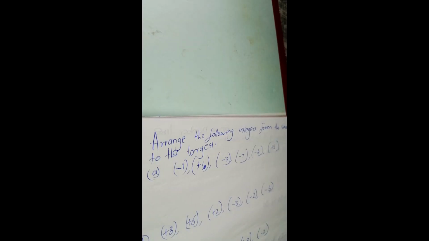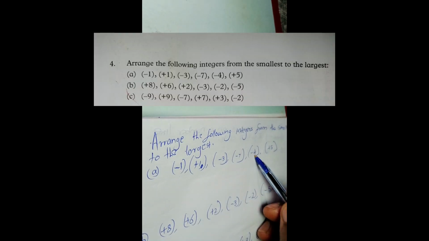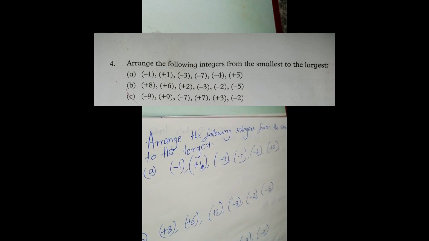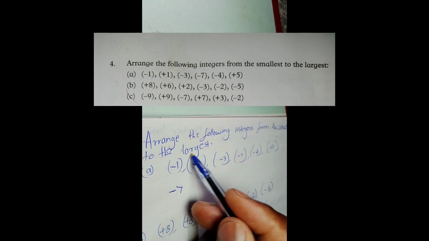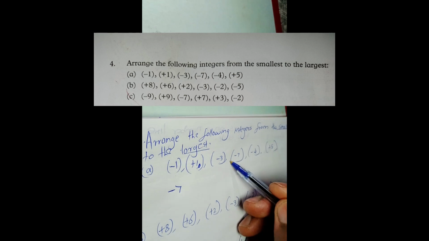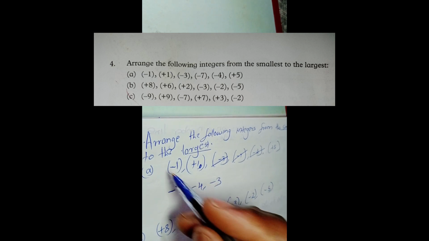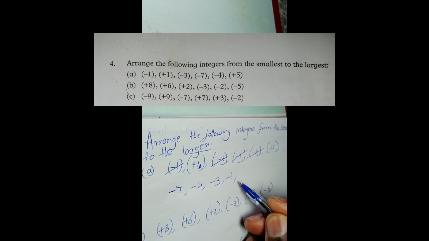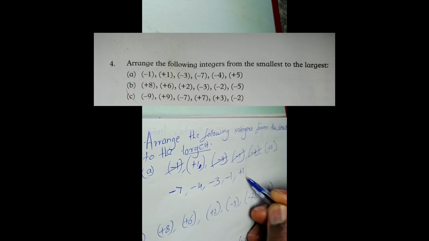We move to arrange numbers from the lowest to the largest. Here we have negative 1, positive 1, negative 3, negative 7, negative 4, and negative 5. How do we arrange them? We start with the negative side, the one which has the biggest number, which is negative 7, since we start from the lowest to the largest. Then we move to negative 4, then negative 3, then negative 1. Then negative numbers are over, we move to positive, so we move to positive 1, then positive 5.